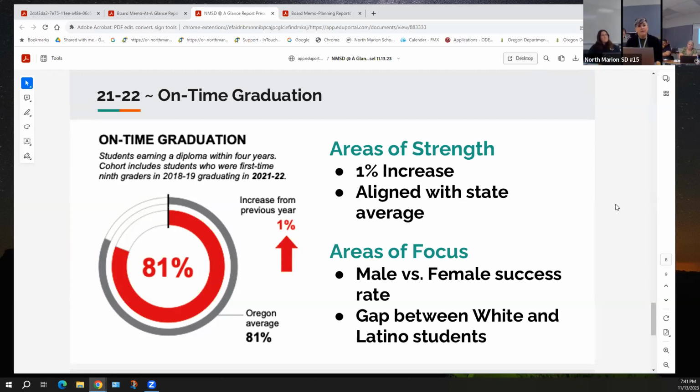Then we have our on-time graduation rates. We saw an increase. We're aligned with the state average. Areas of focus for us this year, again, we're still seeing some gap between our white and Latino students. We also saw a pretty significant gap between our male and our female students and their success rate for graduating on time, with females graduating at a higher rate than our male students.